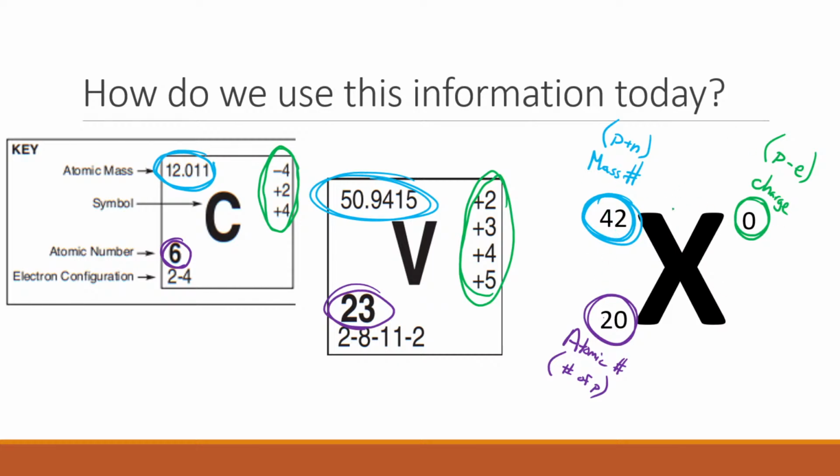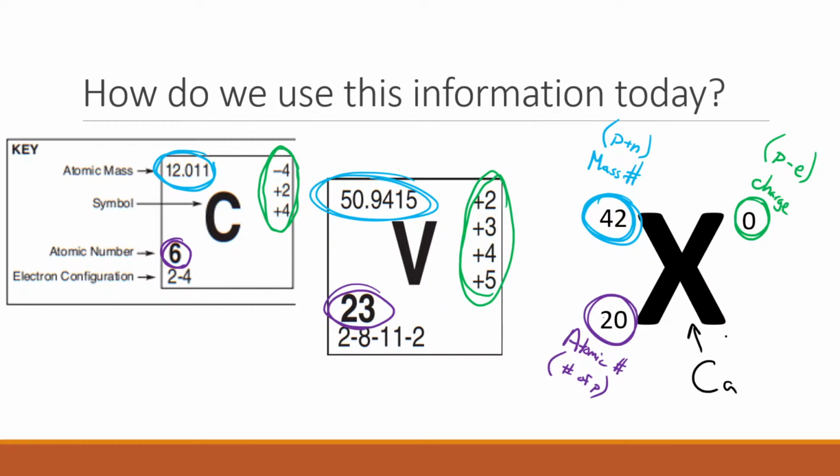But looking at this, we can relate any one of these symbols back to the periodic table using our key to figure out any information that we need. You'll notice that this is an element that is element X, but we can actually use our atomic number to identify which element this is. If we looked for element 20 on the periodic table, we would see that this should not be an X, this should actually be a Ca for calcium.